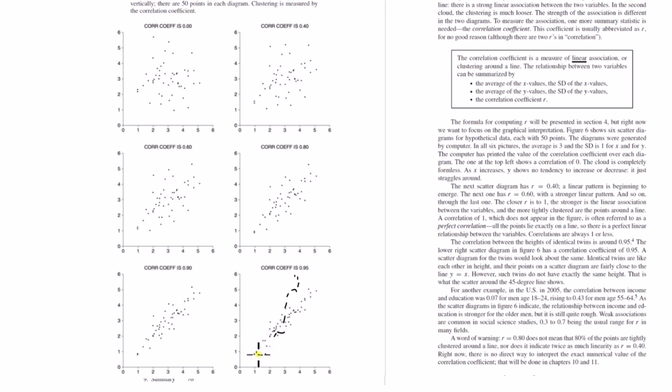Okay, but they're saying we're not calculating the correlation coefficient in this section. We just want to get an idea of it. So here the correlation coefficient is 0, and then the correlation coefficient increases all the way to the last graph. The more tightly clustered, the stronger the association, the higher the correlation coefficient is going to be. And vice versa.